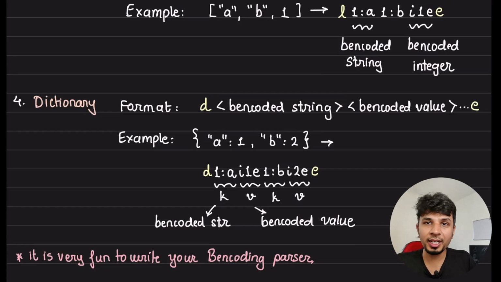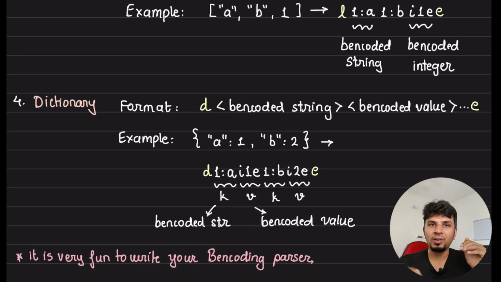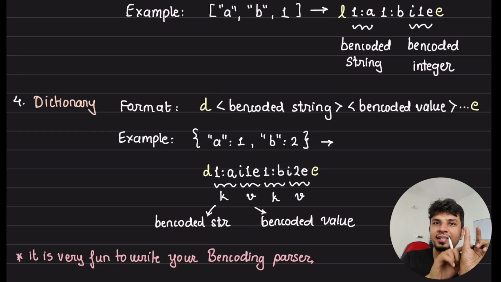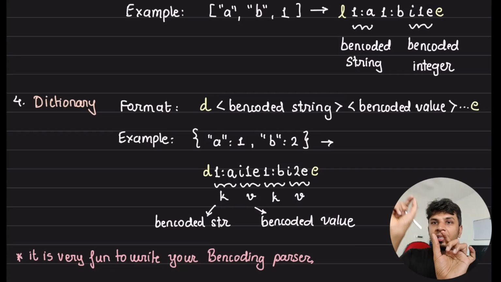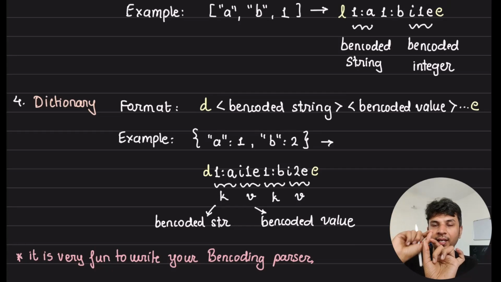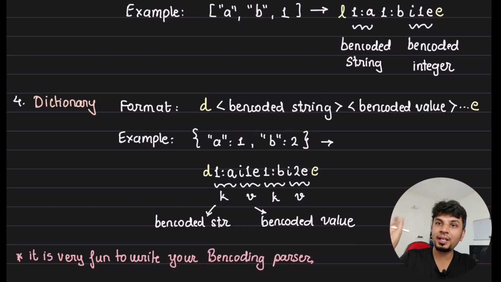For example, if I'm storing a dictionary where the keys I have are string A with value 1, and string B with value 2, my B encoded dictionary would look something like this: D, 1:A, I, 1E, 1:B, I, 2E, E. So my dictionary starts with a D and ends with an E. Within that I have a key A, which is a string, so 1:A. The value is 1 as an integer, so it would be I, 1E. Then the key is B, which is 1:B, and then 2 is I, 2E. So key value, and this would be my B encoded dictionary.